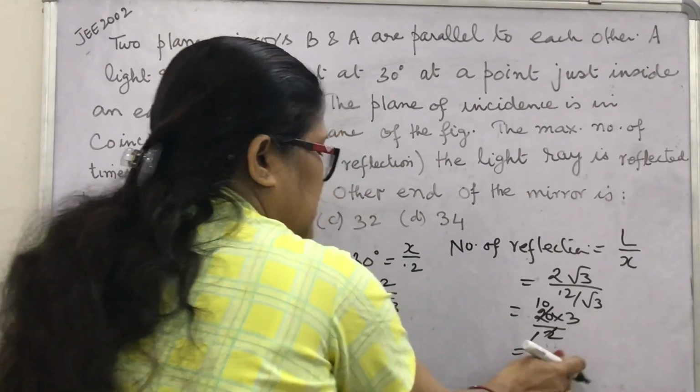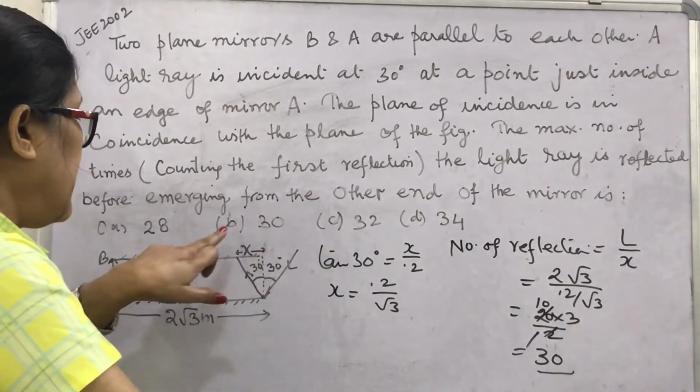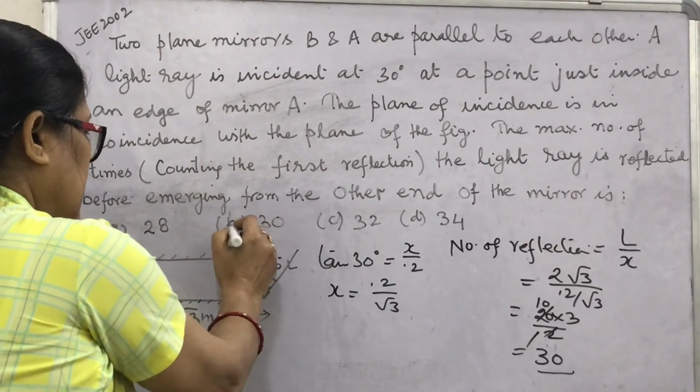How many reflections will take place? 30. Which answer will be correct here? This is B. This is 30.